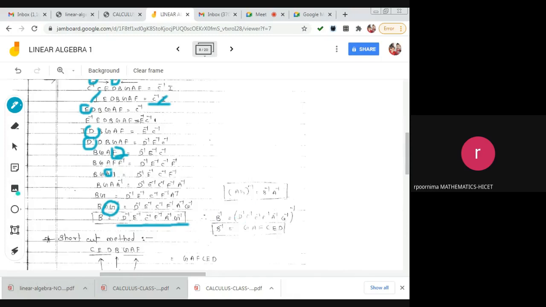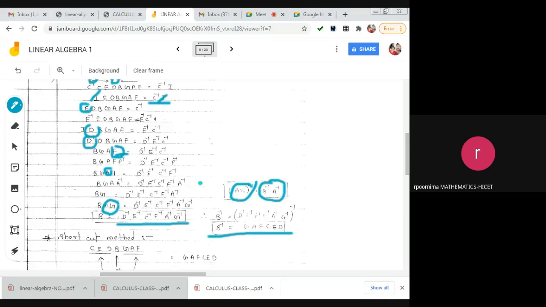Therefore, B inverse, you can take the whole inverse. That is GAFCED. This is the answer, because the inverse of AB means B inverse into A inverse. That is the result we have applied here. So the answer for B inverse is GAFCED.